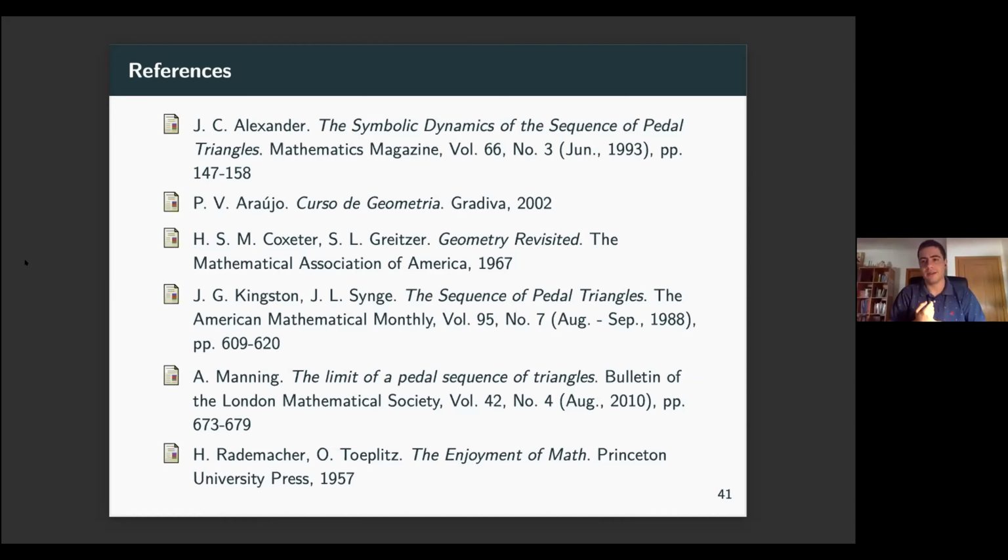In Manning's article, he considers a different family of triangles, just isosceles triangles, and is able to prove in that family that the curve is not differentiable. But unfortunately, I didn't get to that. But it does make for some very nice drawings, at least.